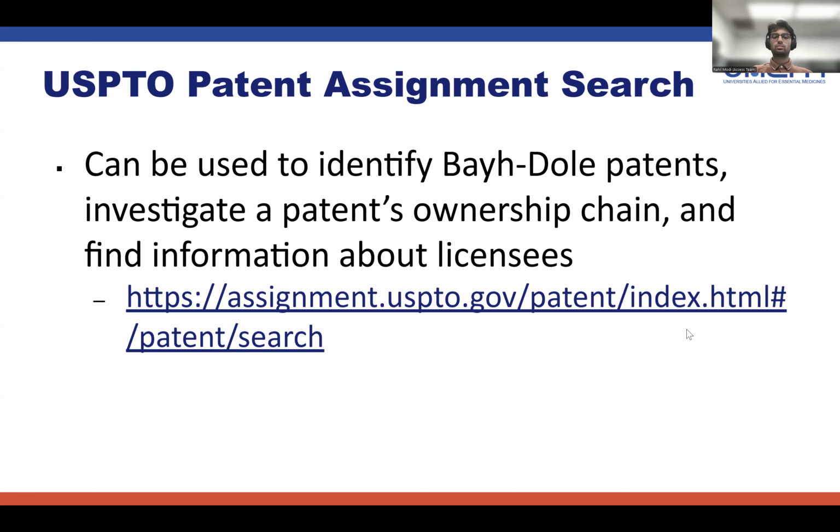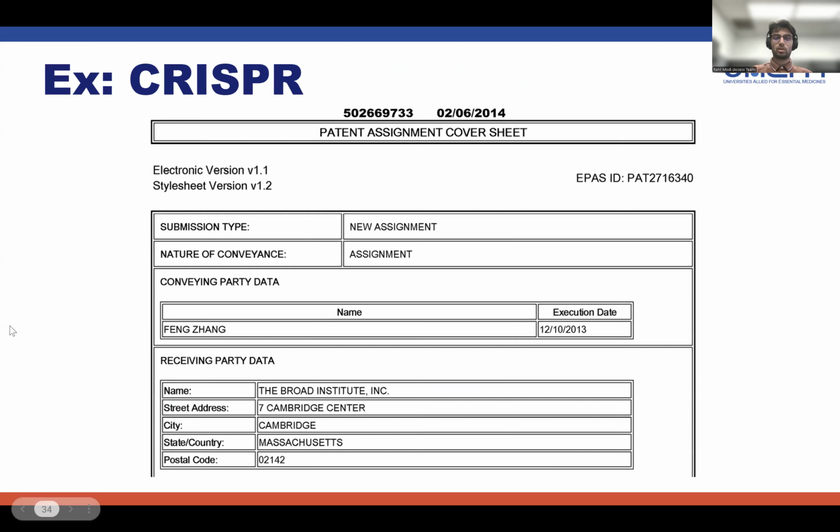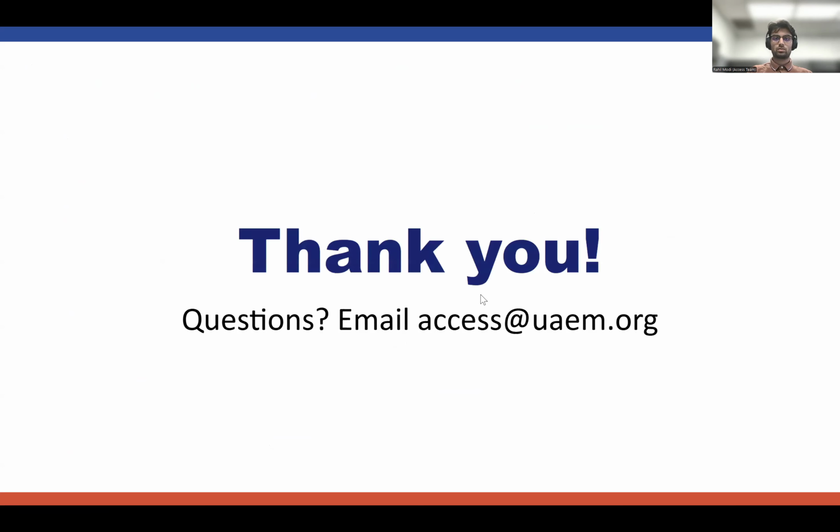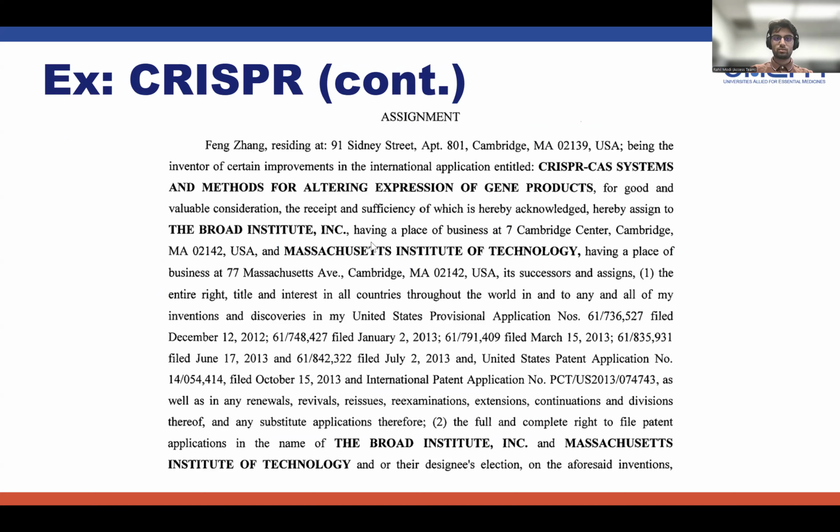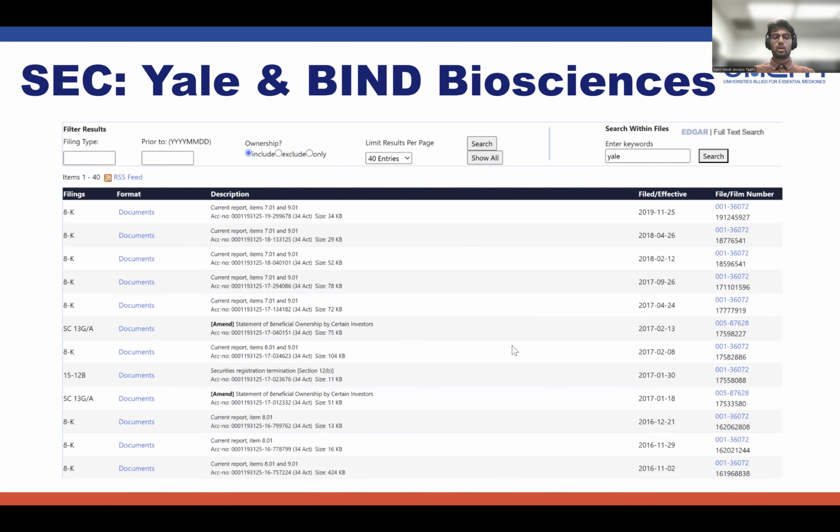So in these 8K filings, you can see that there are 8K filings here, and in those documents it would mention Yale University entering into some sort of licensing agreement with the Biosciences company. Licensing agreements would fall under that unscheduled material event that I mentioned earlier that would necessitate the filing of that 8K form.